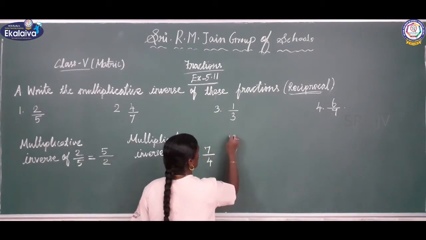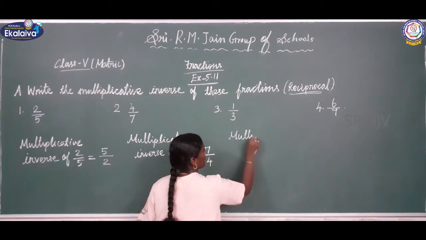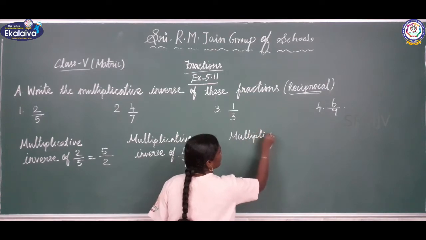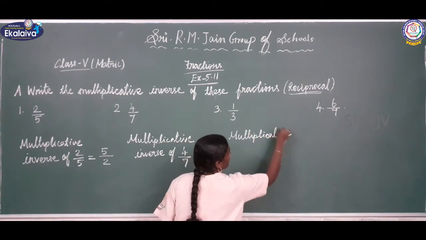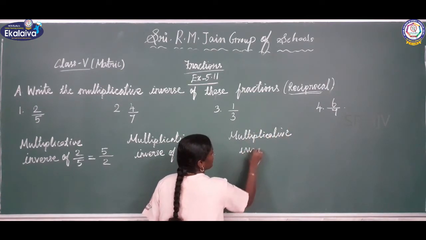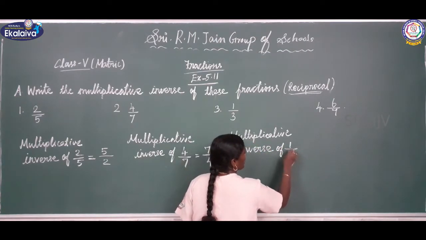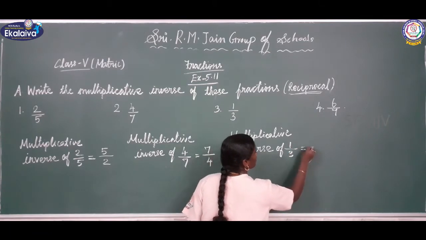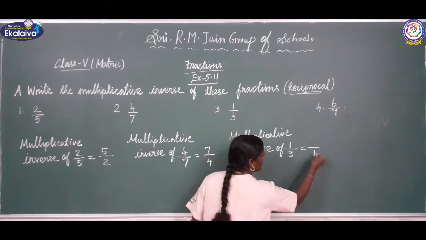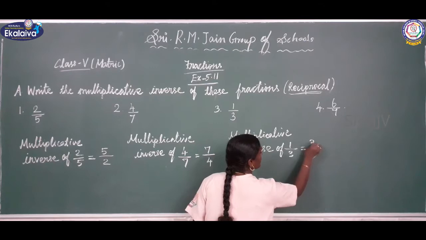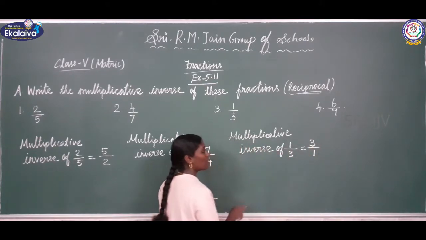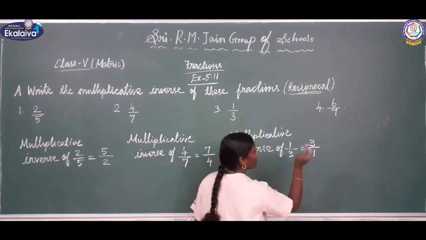Here 1 by 3. Multiplicative inverse of 1 by 3. Here we have to write the numerator in denominator and denominator in numerator. So multiplicative inverse of 1 by 3 is 3 by 1.